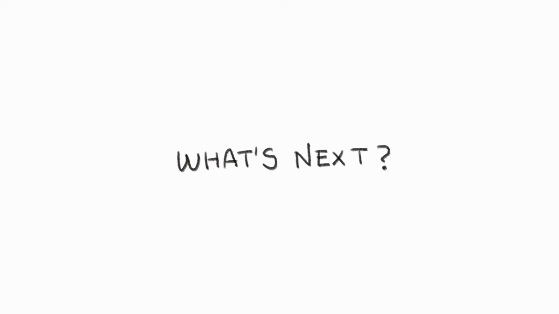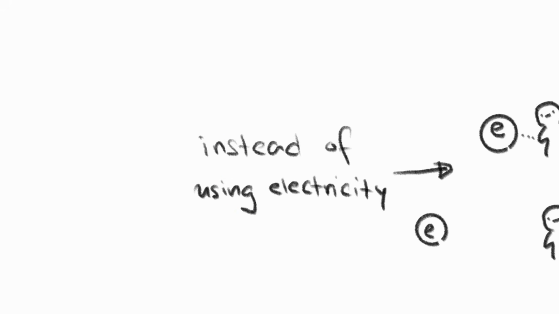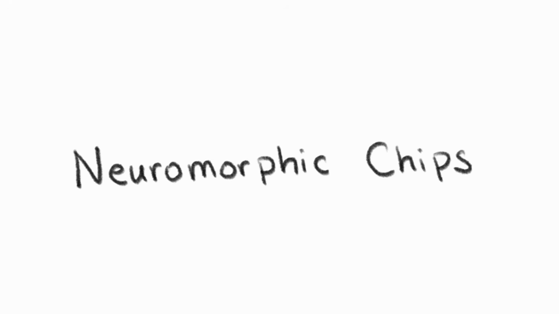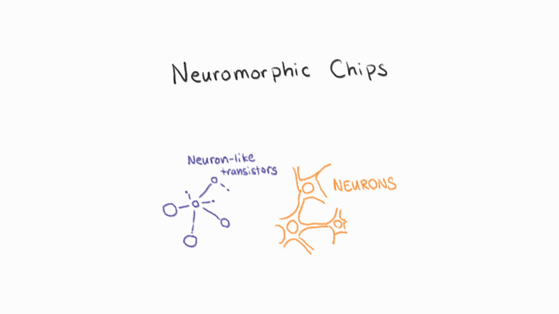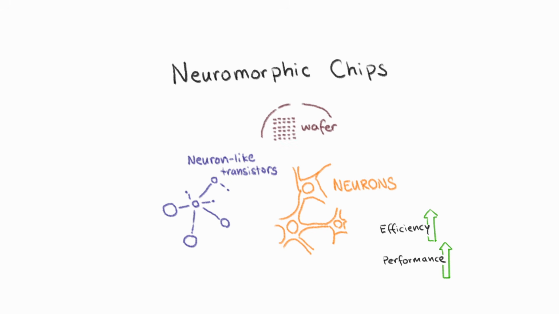So what's next after 3 nanometers? Optical computing is one possibility. Engineers are researching how to use light instead of electricity to switch zeros and ones, which would be much faster and require much less heat. And also scientists are working on a thing called neuromorphic chips. Engineers are working together with neuroscientists to understand the efficiency of the human brain's neurons and build one like them instead of a wafer grid.